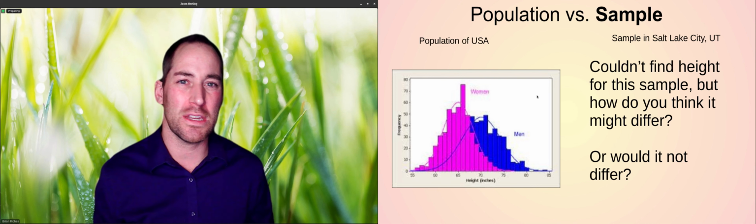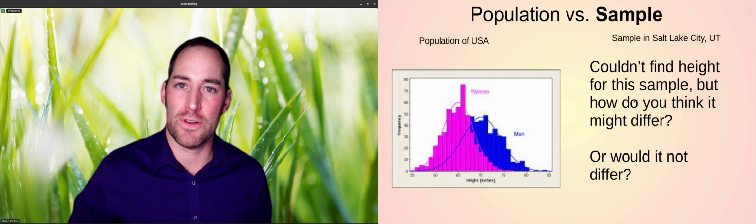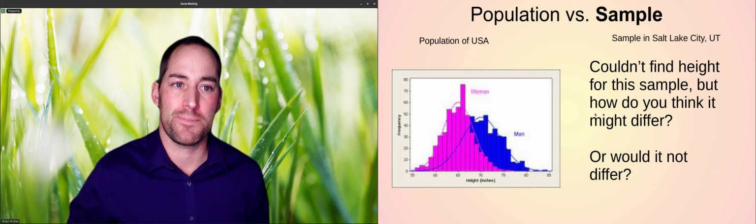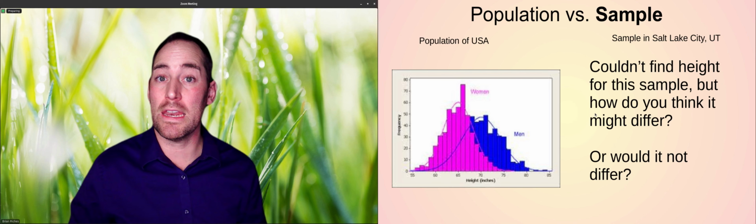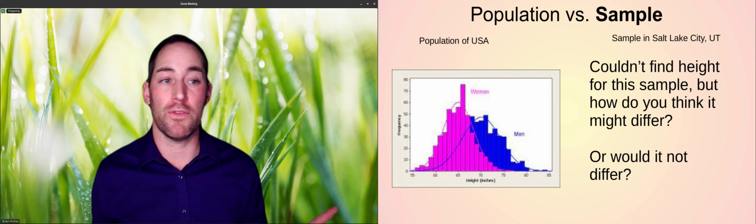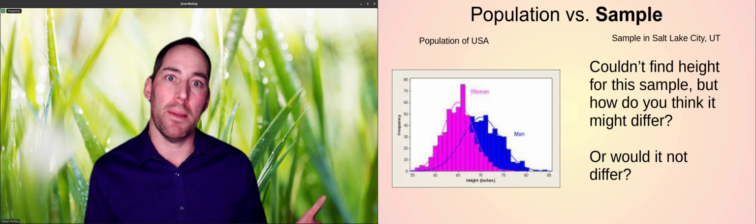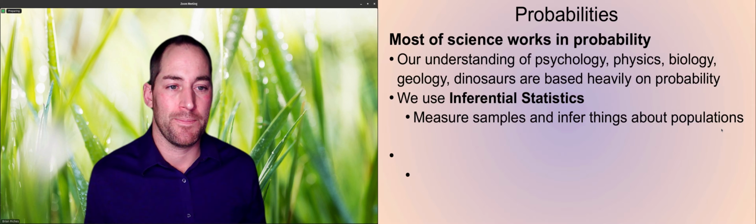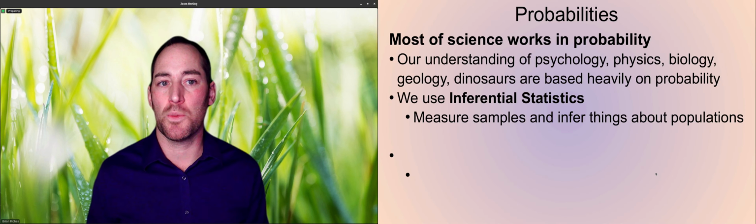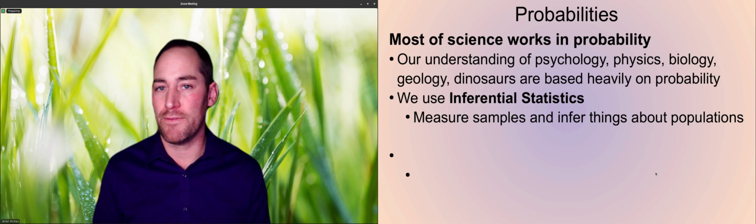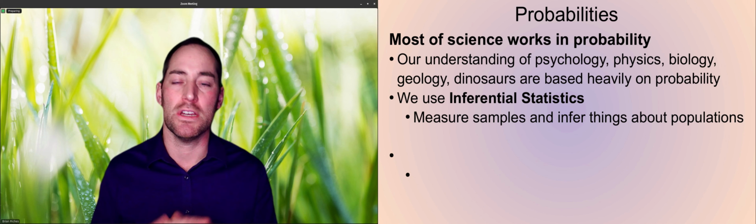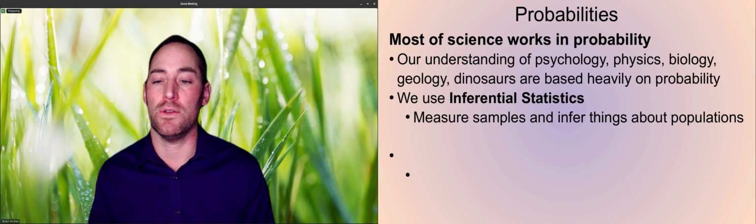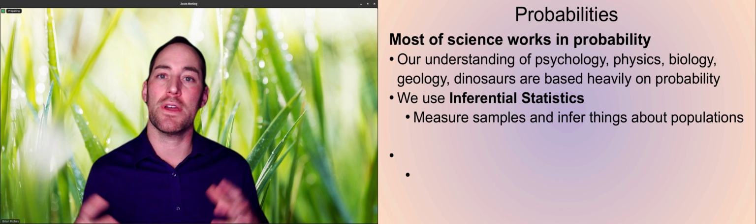But I really don't suspect that the height difference from people in Salt Lake is much different on average than the USA. So if your variable was related to height, well, if there is no difference between your sample and population, you might be able to infer something about that population based on your sample. So most sciences work in probability. Psychology, physics, biology, chemistry, geology, all of the sciences do work on probabilities. They use inferential statistics. So they look at a sample.